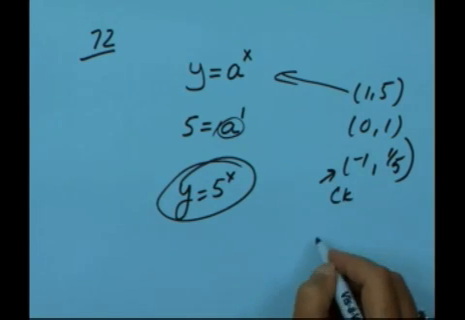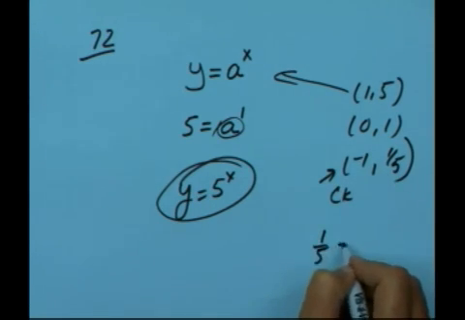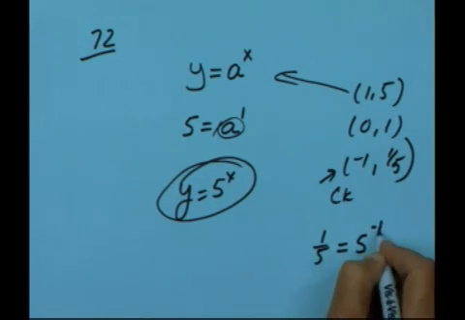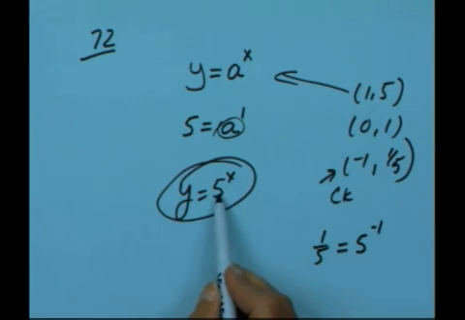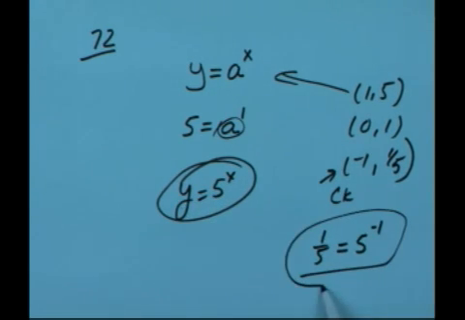And so there's the equation for your exponential function, and you can check it using your other point. Is 1/5 equal to 5 to the minus 1? And everybody says? Yes. Absolutely. All right, is that good?